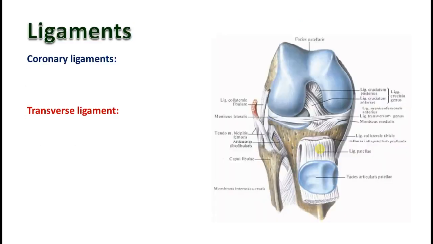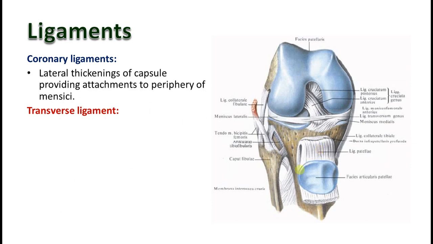Then you come across some coronary ligaments and transverse ligaments. Coronary ligaments are nothing but the lateral thickenings of the capsule, which give attachment where the inner part of the menisci comes and attaches. That is why a few fibers of the capsule are thickened there, which is called the coronary ligaments.